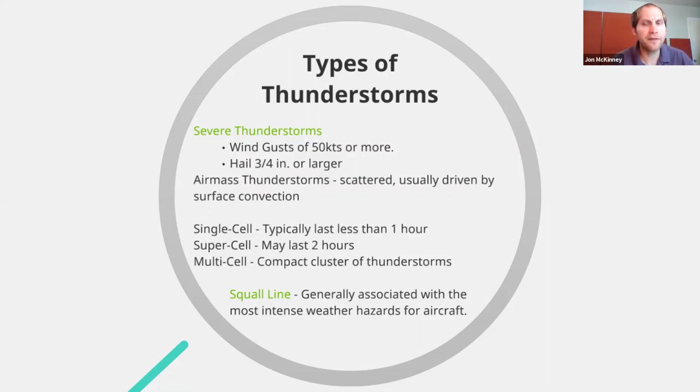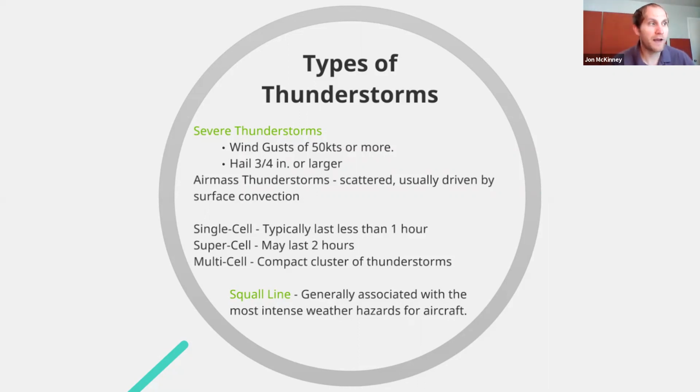A supercell is really kind of what you're imagining with the Hollywood movies. So you imagine the large scale tornadoes, really serious destructive weather: supercell thunderstorm. The next vocabulary word is a multicell thunderstorm. And we're saying that is a compact cluster of thunderstorms.